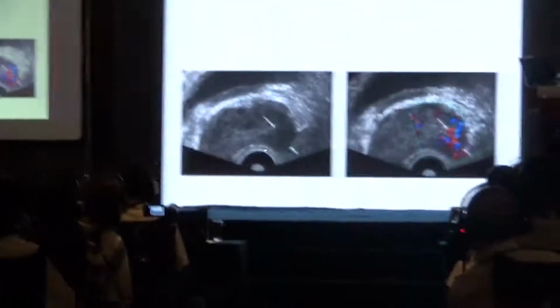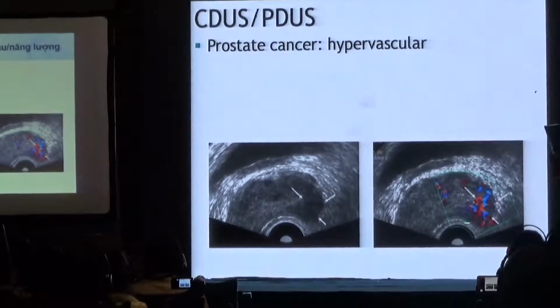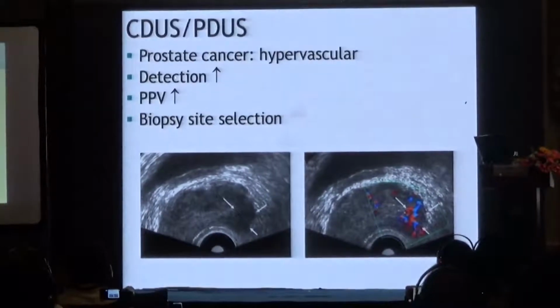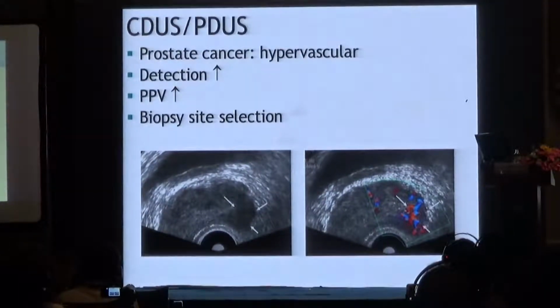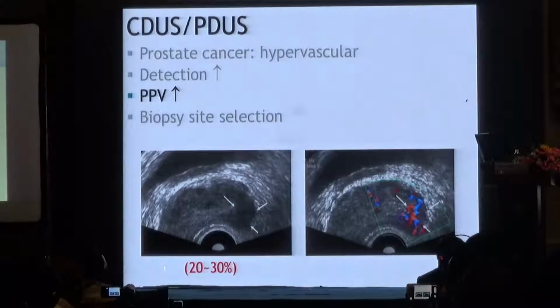Here's a hypoechoic lesion in this area, and this is definitely hypervascular. So Doppler ultrasound is helpful in detection, increases the positive predictive value, and is helpful in biopsy selection. With this positive predictive value, if we see only this hypoechoic lesion, the positive predictive value is around 20 to 30%, as I said before.